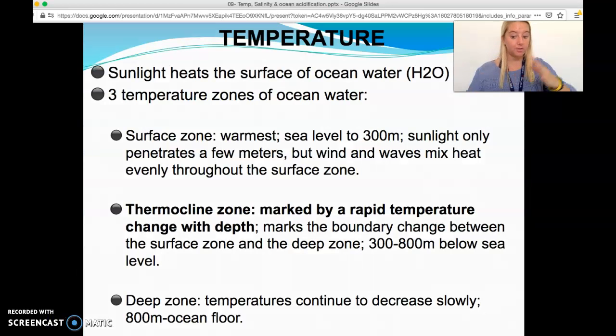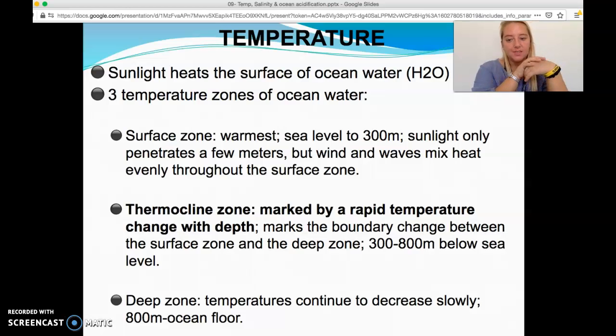So here are our notes on temperature. Sunlight heats the surface of the ocean water, H2O. I would say that's common knowledge, but maybe if you've never been swimming in a lake or a pond, you might not know this. But if you have, I want you to close your eyes for a second and remember what it feels like if you swim deep down into the very bottom. Say you've dropped something and you're trying to find the bottom of the lake or pond that you're in. As you travel down, down, down, you're actually going to experience colder water.